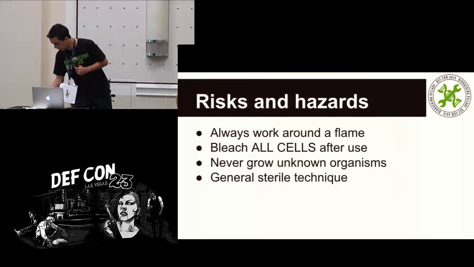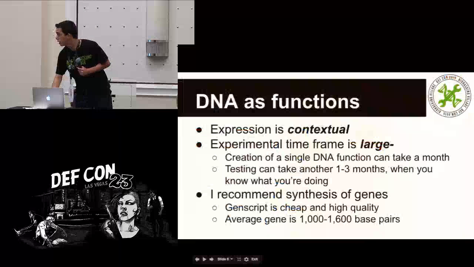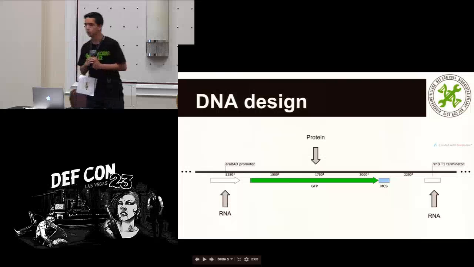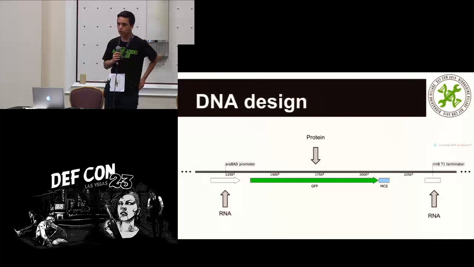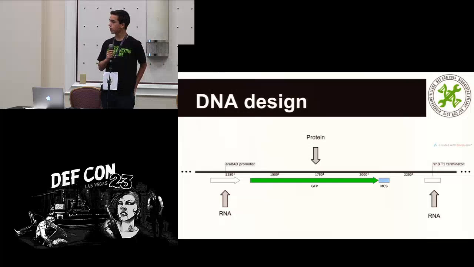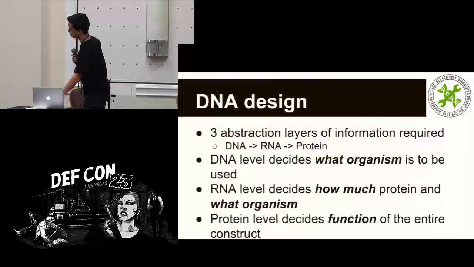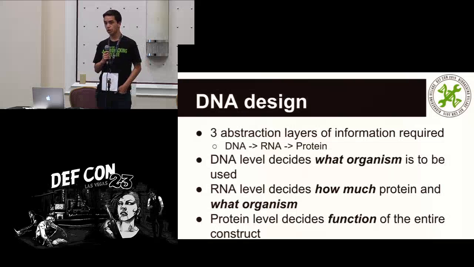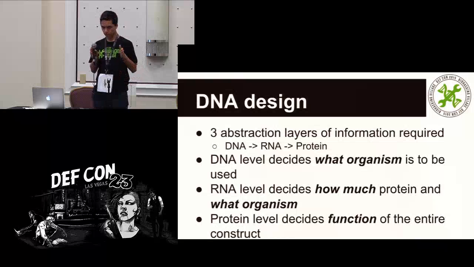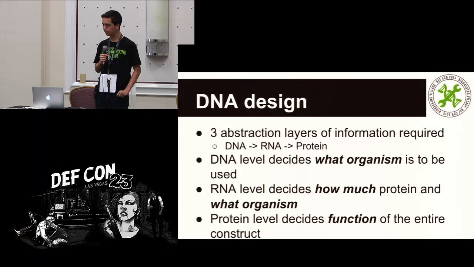So I have some more time, so I'll go back to DNA design. I went over this very briefly. When you're designing DNA, you have 3 levels: DNA, RNA, and protein. First, you have to look at your DNA level, which would be your organism. So first you have to find an organism. Then the RNA level is promoters and terminators, and then the protein level is the construct.